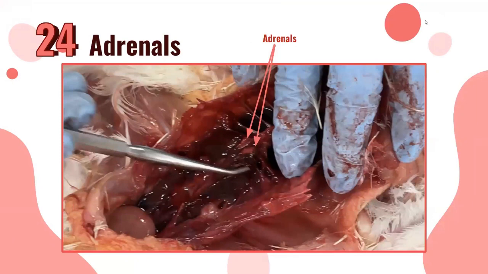Next, we are able to see the adrenal glands, which are found above the kidneys, and also the testes, which secrete important hormones regulating metabolism and physiological functions.